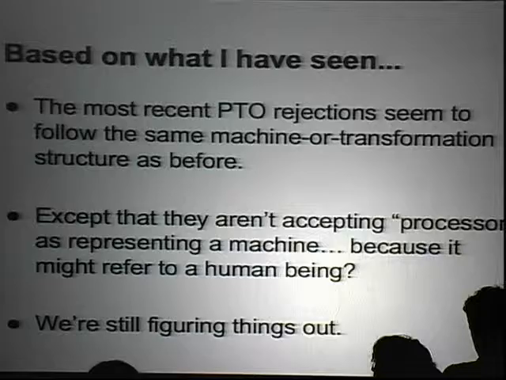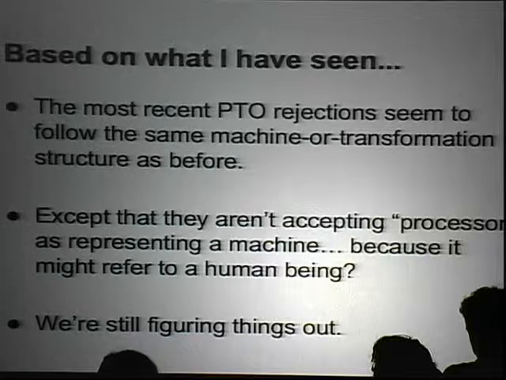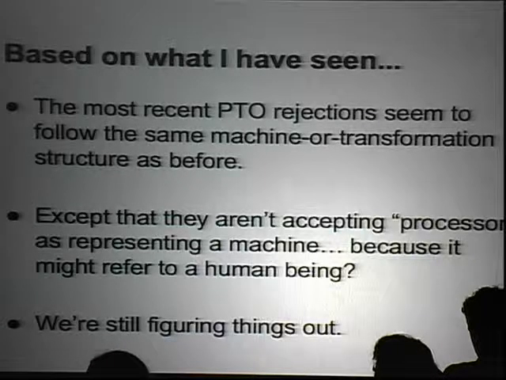So, as of the past few weeks, nothing has really changed. In fact, nothing at all has changed. The Patent Office is still applying the machine or transformation test that the Supreme Court shot down years ago. There was kind of a weird quirk, and I don't know if this was an individual examiner or office policy, but I can't use the word processor anymore because that might be a human being. And that's where we stand.